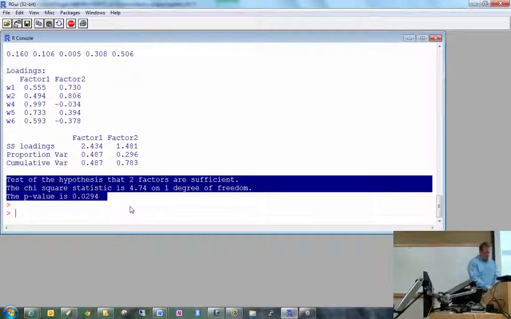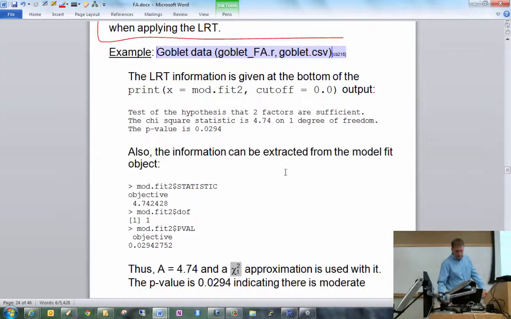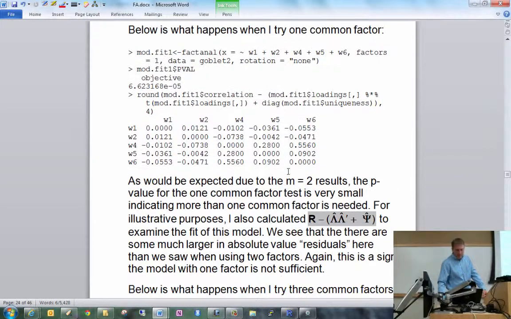Okay, well, let's look at what happens if we use a different number of common factors. So let's look at what happens if we use just one common factor. Now, given that p-value that we just saw with two common factors, you probably would expect that one's not going to be any better. In fact, you probably think that one's going to give you a lower p-value. Let's look what happens. So I'm going to estimate my model with one common factor. I'm going to put the results into mod.fit1. Notice the factors argument. I put equal to 1 there.